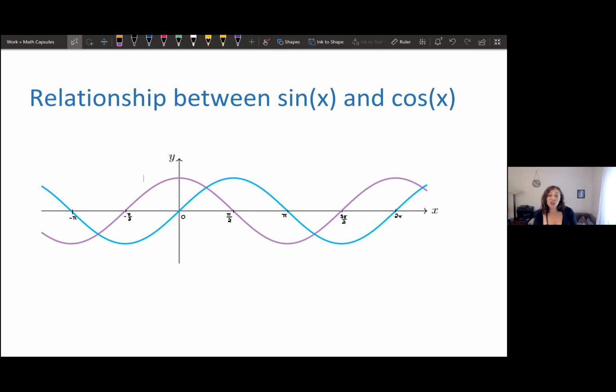We're going to talk about the relationship between the graphs of sine and cosine. Here they are both plotted together. So first things first, which one is which? Do you know which is sine and which one is cosine? Stop and think about that for a second.